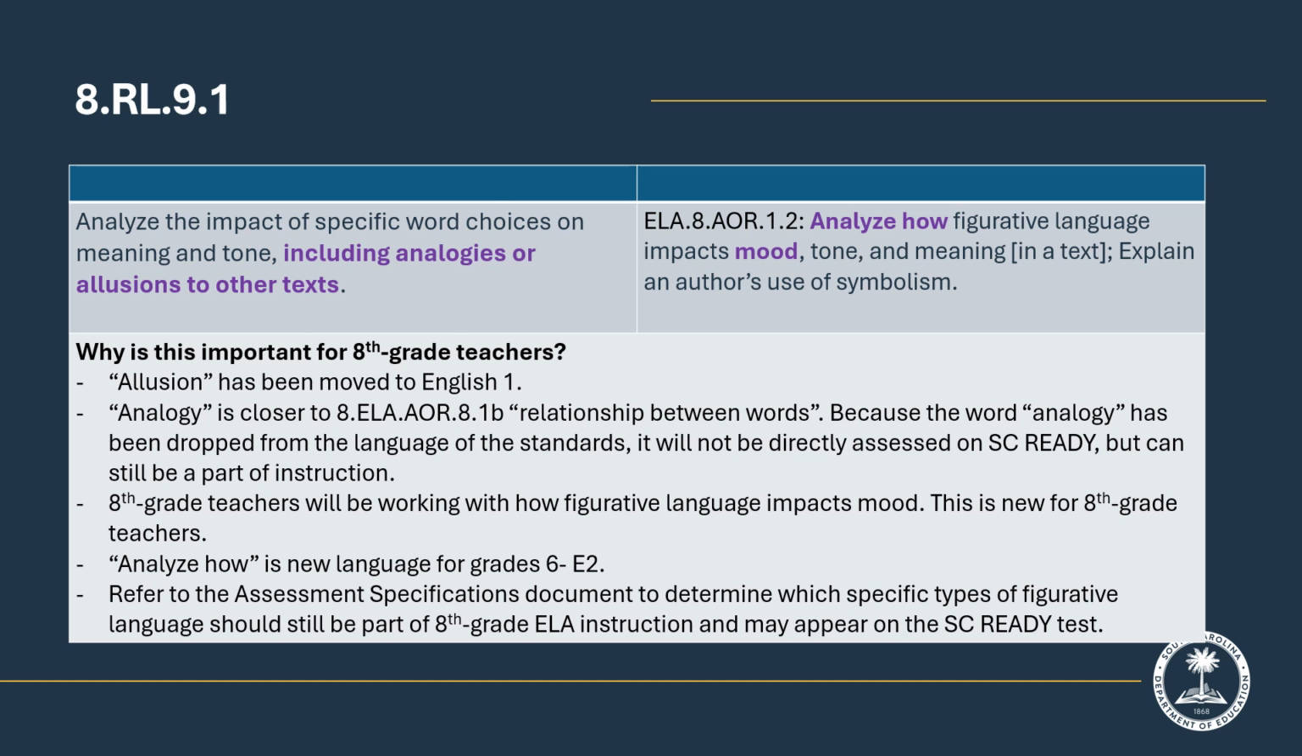The term allusion has been moved out of 8th grade and into English 1 in the new standards. The term analogy aligns closer to AOR 8.1b, relationship between words. Because the word analogy has been dropped from the language of the standards, it will not be directly assessed on SC Ready, but can still be part of instruction. 8th grade teachers will be working with how figurative language impacts mood. This is new for 8th grade teachers.